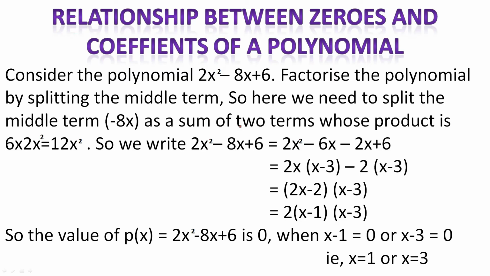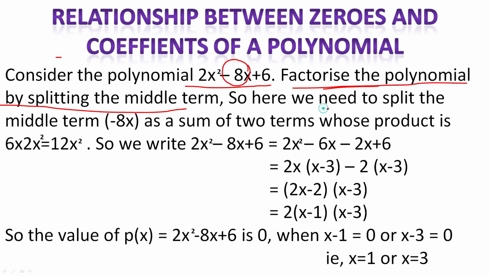Relationship between zeros and coefficients of a polynomial. Consider the polynomial 2x square minus 8x plus 6. Factorize the polynomial by splitting the middle term. Which one is the middle term here? Minus 8x.